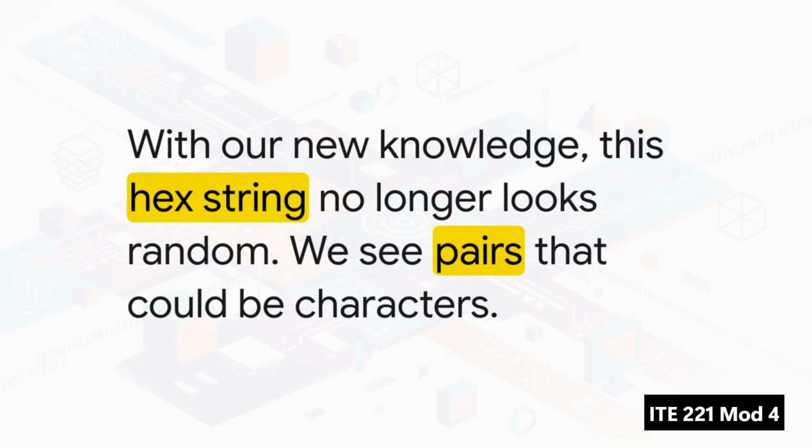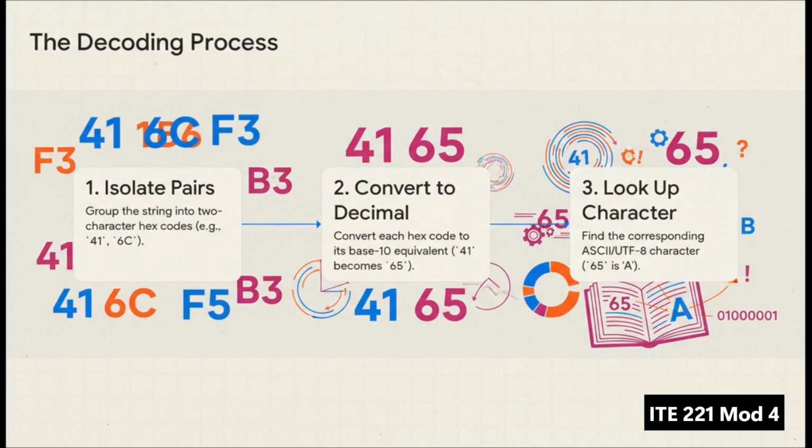You see those pairs of characters, and you know those pairs probably represent numbers, which means they represent letters. And the process is actually really simple. First, we just break the string up into 2 character pairs. Let's start with 41. Next, we convert that hex number into a normal decimal number we can understand. 41 in hex is 65. Finally, we just look up 65 in an ASCII table, and what do we get? The character A. We just keep doing that for every single pair.